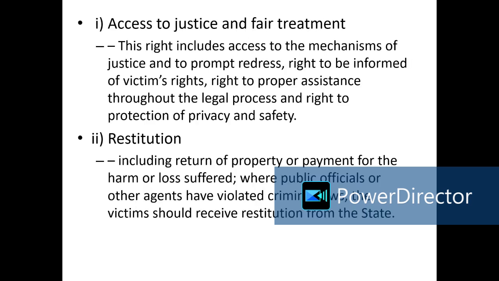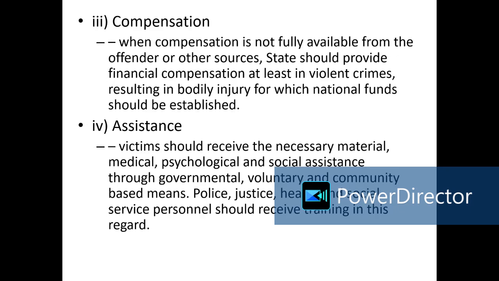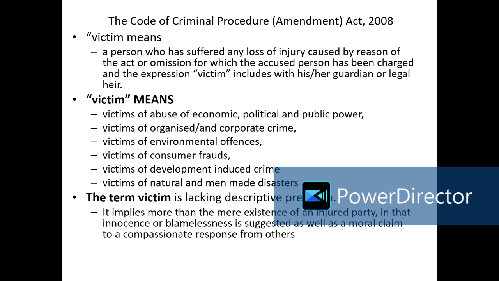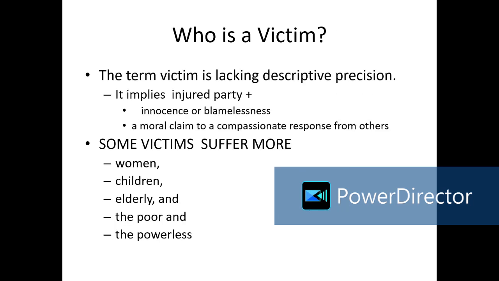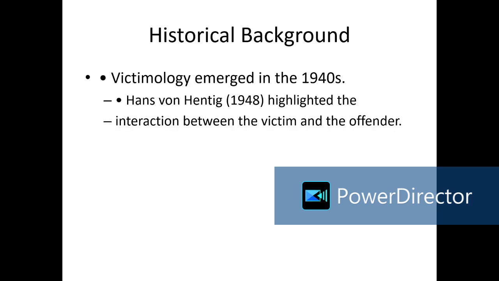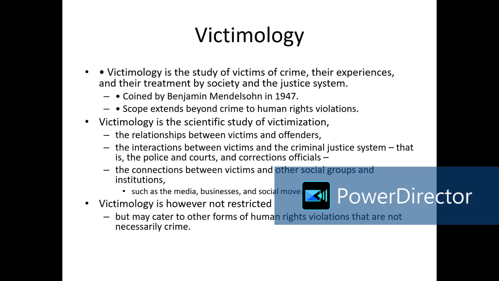Now, the connections between the victim and other social groups and institutions. These days, there are media, social media, businesses, and social movements. So there are a lot of connections. The victim is not isolated. She is part and parcel of society, so a lot of interactions and relationships will be there. In all these relationships, she is going to have this kind of trauma and agony, which she is silently suffering.